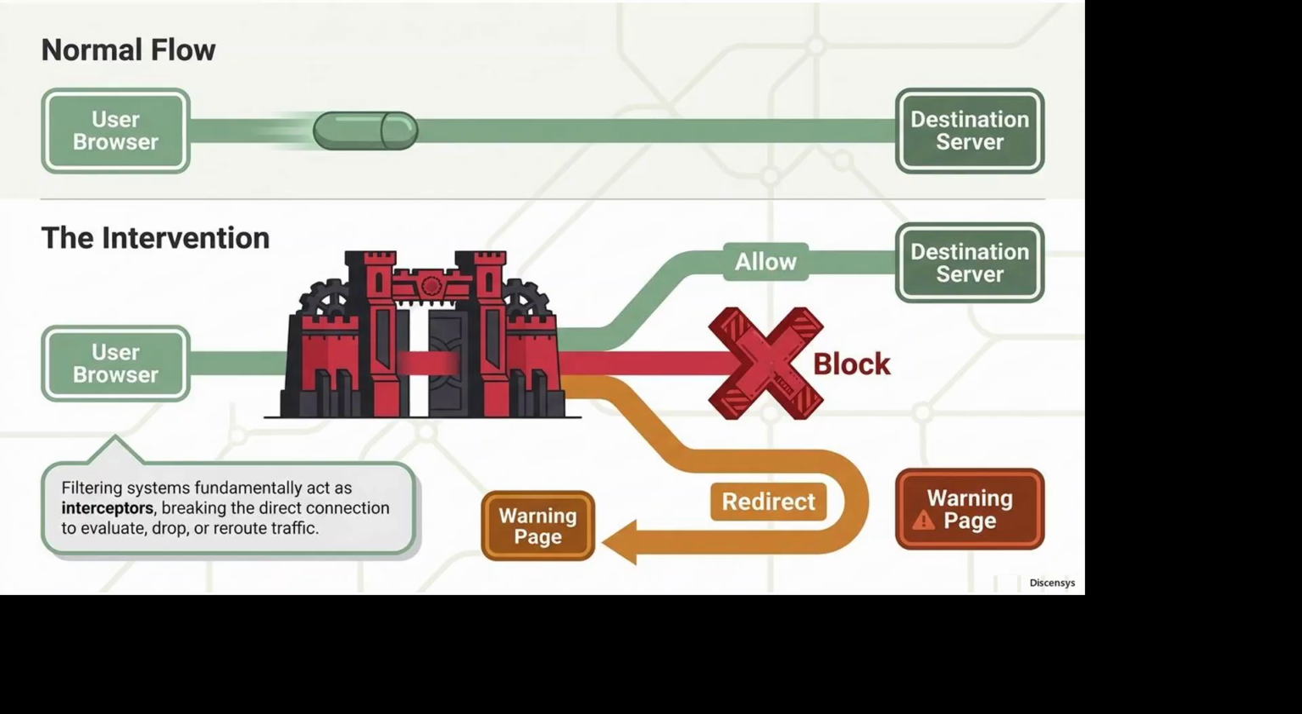But suppose Ananya is in a college campus or corporate office. The organization may want to inspect the traffic. Here, filtering systems become interceptors, inspectors, decision makers, and all. Right? So now let's see where these filtering systems are actually used.